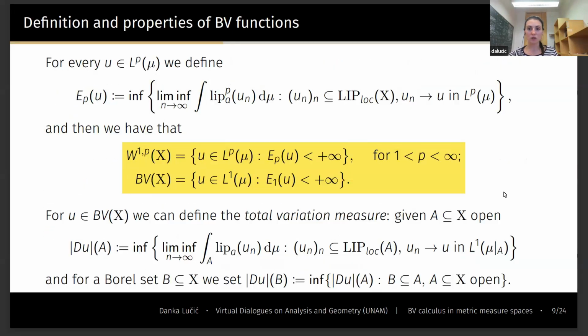Okay, and in the BV case, we can also localize this definition, and in this way get the total variation measure associated with the BV function u, and this measure for every open set is defined exactly as above. Just the convergence is taken in our open set A, and the functions are locally Lipschitz functions over the set A. And then for every Borel set, we can do the standard Carathéodory construction to get really a measure.